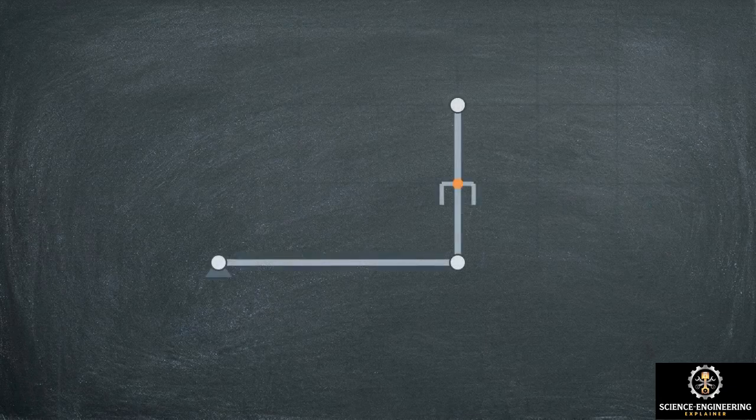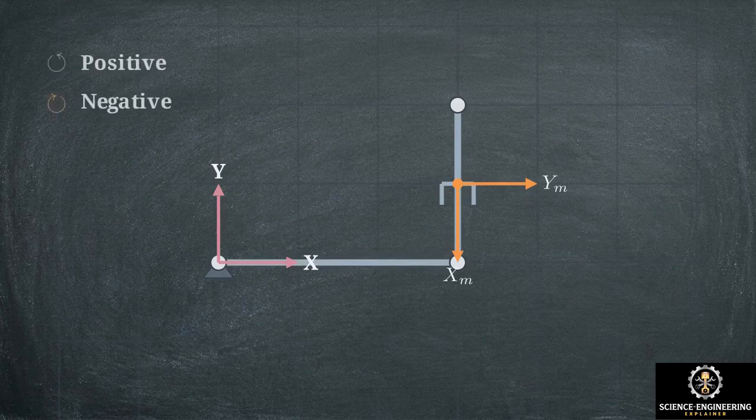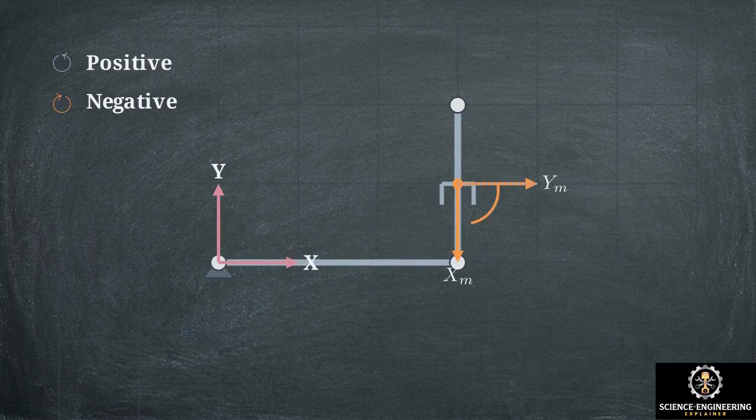To understand that angle, compare the end effector's moving frame to the fixed base frame. Counterclockwise is positive and clockwise is negative. A -90-degree orientation means the gripper frame rotated exactly 90 degrees clockwise relative to the base.